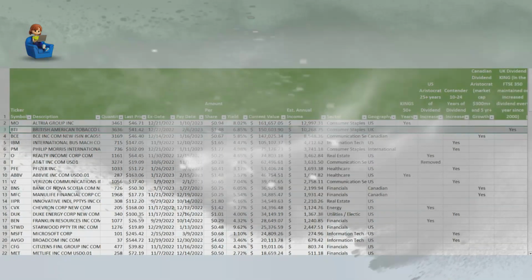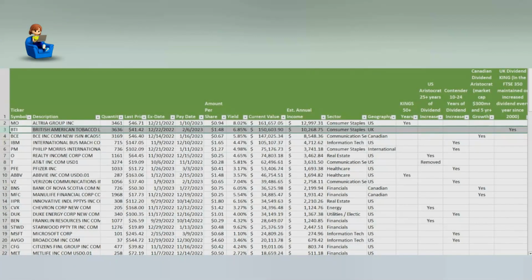And holy smokes, another huge tobacco position, BTI, with 3,636 shares and a payout at the beginning of February. That'll help fund my Valentine's Day plans. With $150,000 in position, this UK king gives me over $10,000 in annual income.